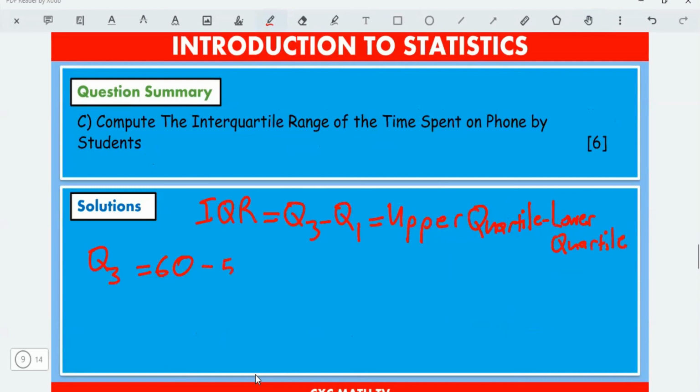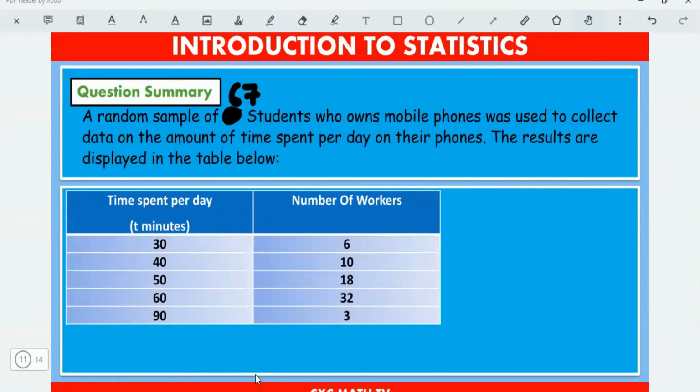So that's 60 minus 50, and 60 minus 50 is 10. So that's the interquartile range, 10 minutes. The interquartile range is 10 minutes. Nice. Let's see what else they're going to ask us about this here.